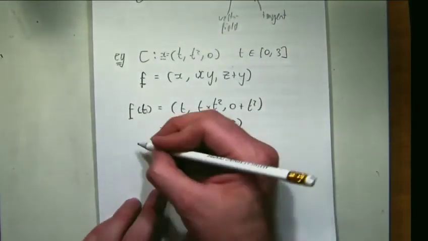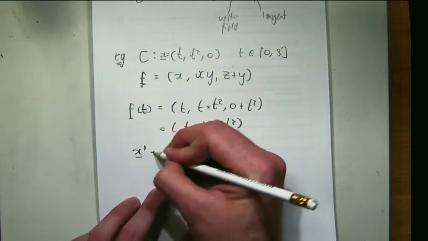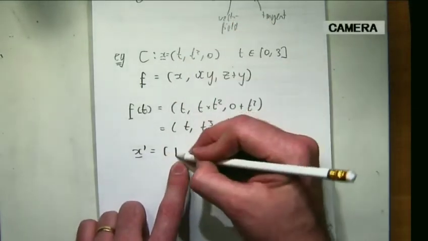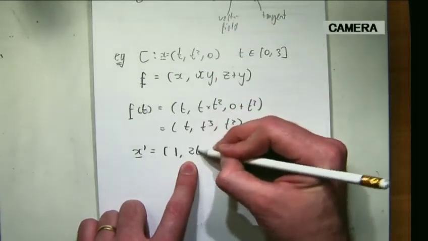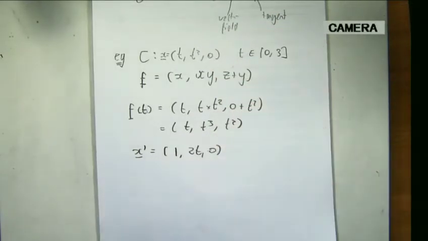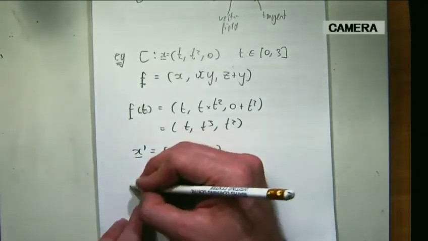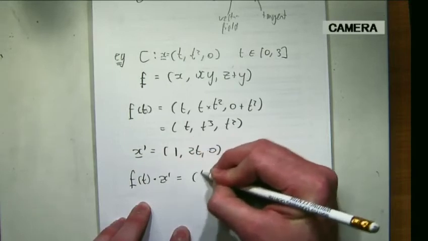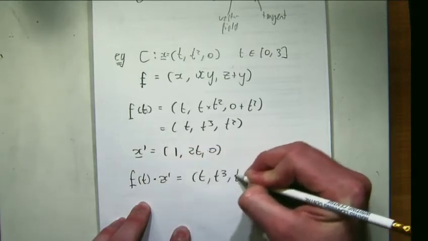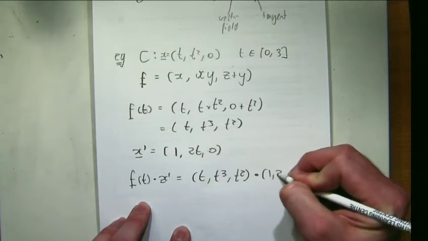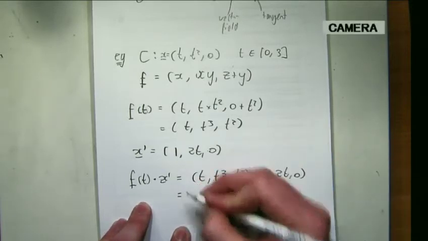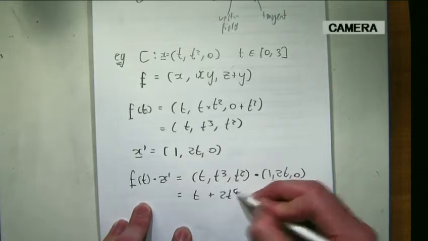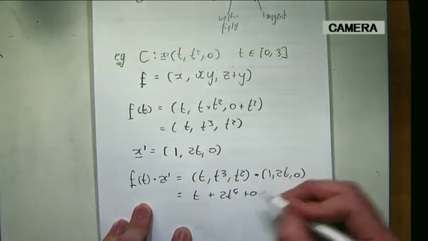I need to know my x dashed, so I differentiate the x. The derivative of t is 1, the derivative of t squared is 2t, the derivative of 0 is 0. And I need to know what their dot product is. And that comes out to t plus 2t to the 4 plus 0.